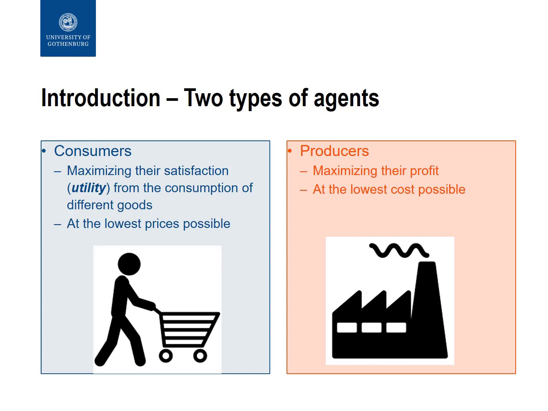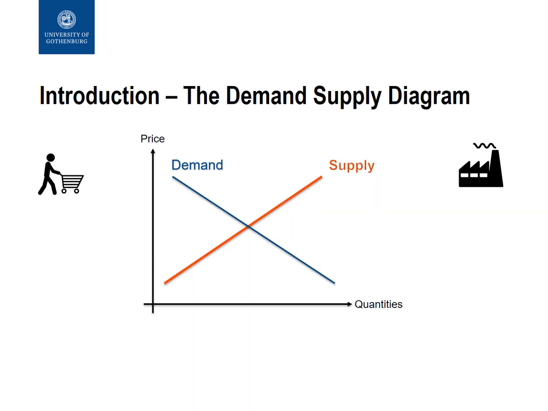Second, producers have the objective to maximize their profits, and therefore they are continuously looking for profitable markets while minimizing the cost of producing goods and services. At the end of all the podcasts related to basic economic concepts, you will be able to understand the following diagram, which is widely used in economics. This is the demand and supply diagram. While the demand captures the behavior of consumers, the supply captures the behavior of producers.